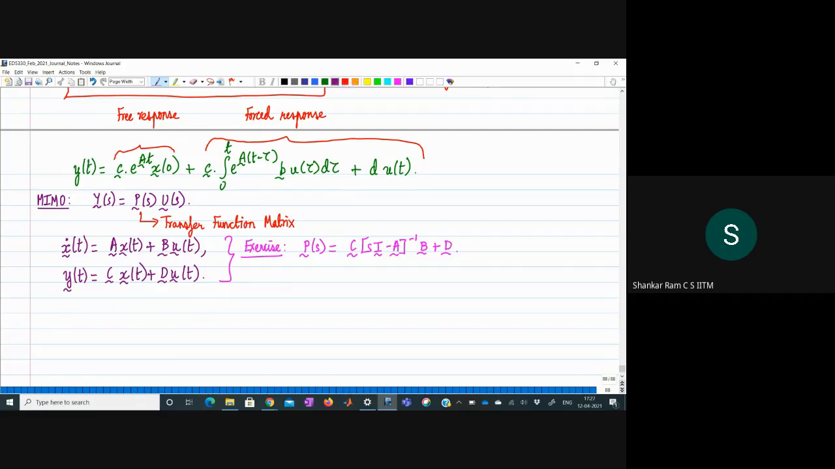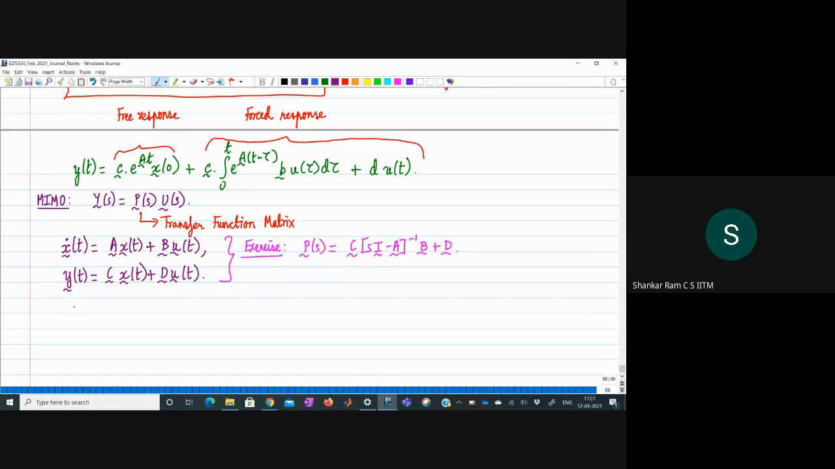So for a SISO system, we have C times (sI minus A) inverse B plus D. Now these are all multi-input, multi-output systems. So we will have this particular relationship between the transfer function matrix and the state space realization.